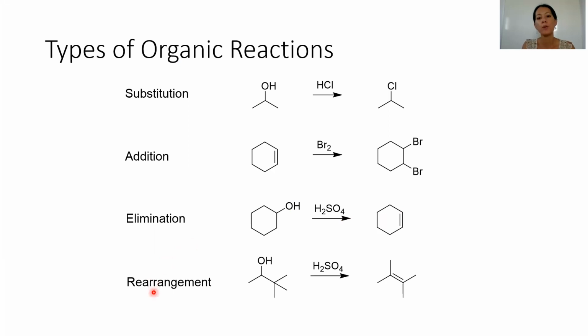Or you can do a rearrangement. I can protonate this OH to water. This can kick out, generate a carbocation, and this methyl group can move over, generating a more stable carbocation. There's always a driving force for chemical reactions, and generate this rearranged compound with a newly formed alkene.